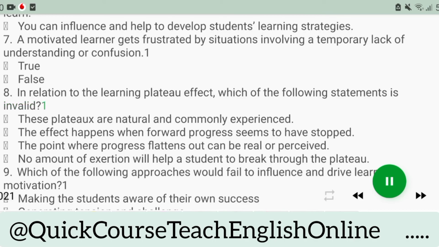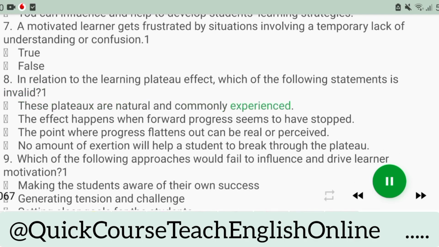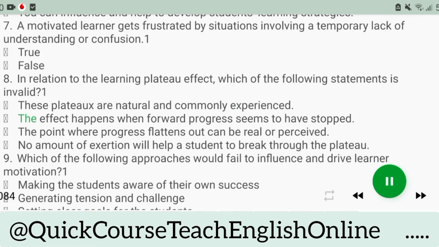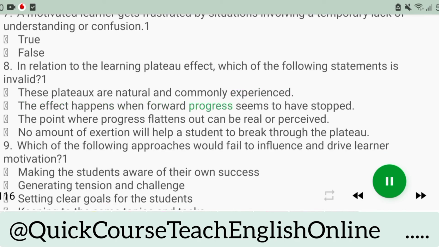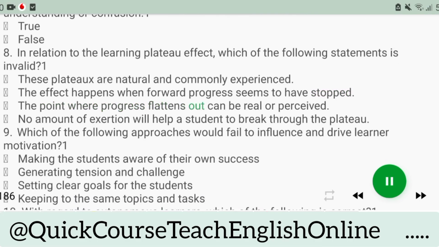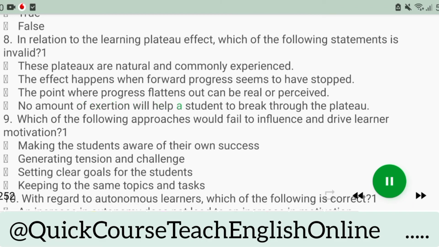8. In relation to the learning plateau effect, which of the following statements is invalid? These plateaus are natural and commonly experienced. The effect happens when forward progress seems to have stopped. The point where progress flattens out can be real or perceived. No amount of exertion will help a student to break through the plateau.